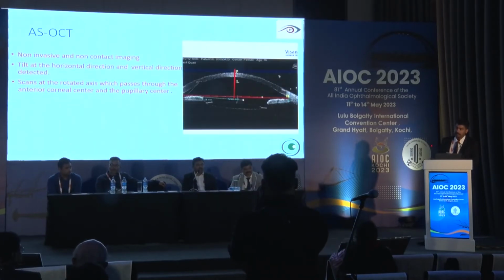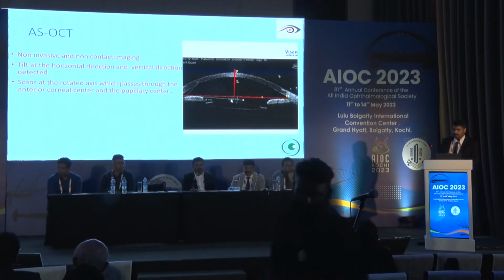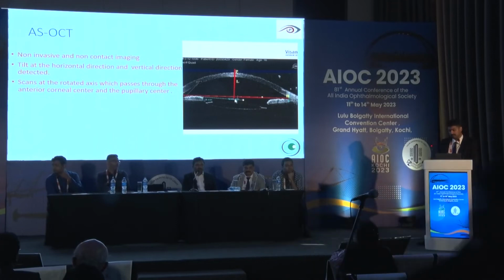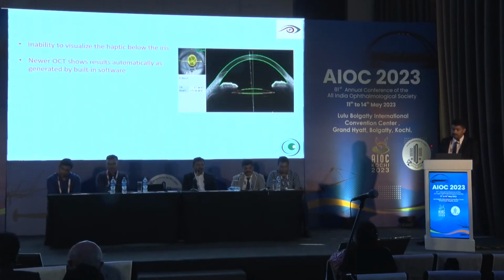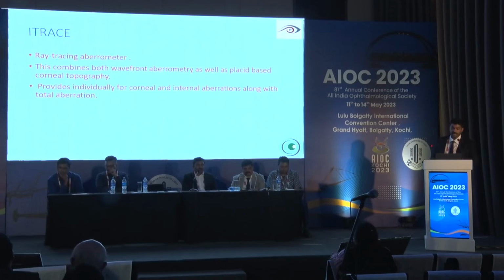ASOCT, yes, again a great tool to actually measure tilts. Here you can see that the IOL has tilted almost about 150 microns, which is a huge tilt. Here you can visualize that one haptic is probably in the sulcus and the other in the bag. But the problem with ASOCT is that if the pupil is non-dilating, you can't actually see whatever is behind the pupil. So, eye trace aberrometry, yes.